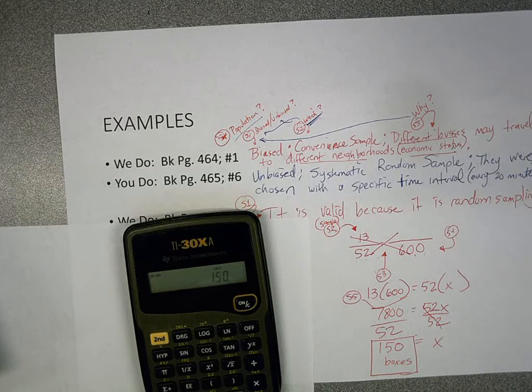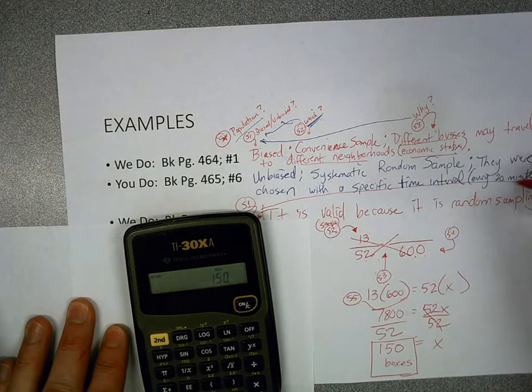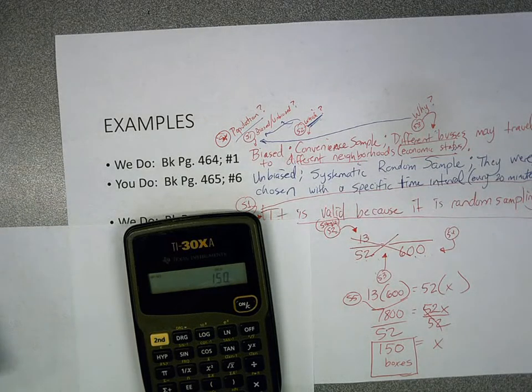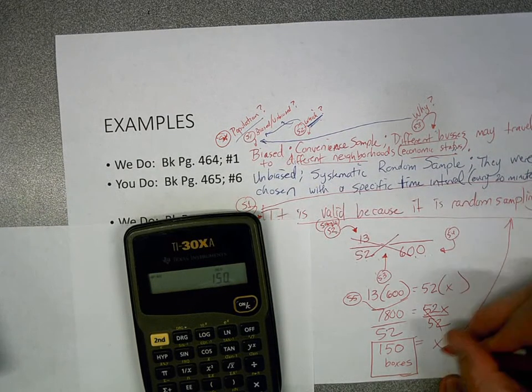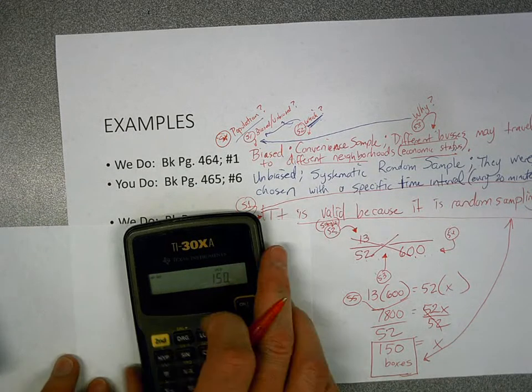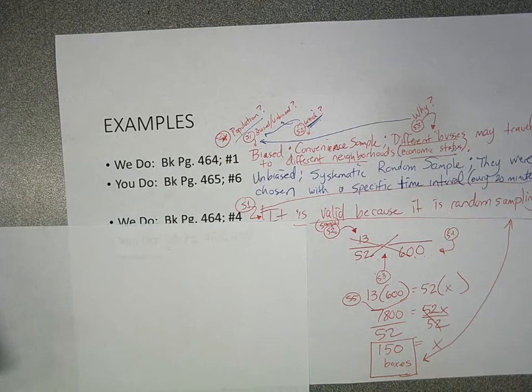So it's asking you on your question for those two answers: is it valid, and then use it to predict how many boxes to order. All right, guys, questions on that? All right, so using sampling to predict.